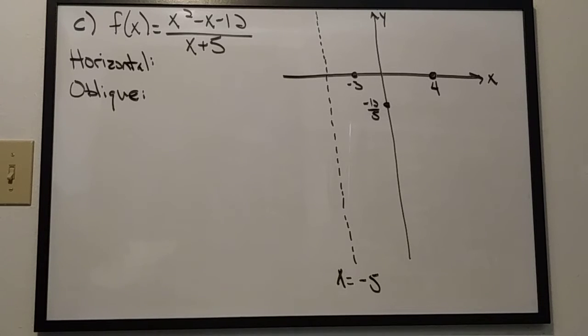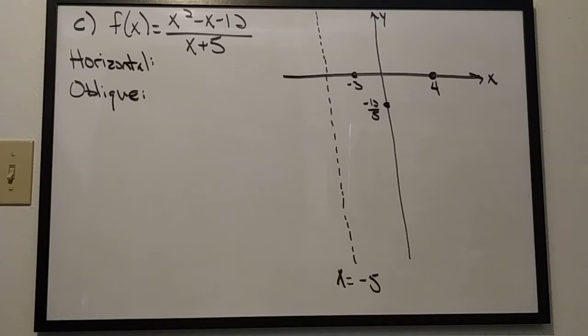Next off then, the y-intercept would be negative 12 over 5. The x-intercepts come from the zeros of the numerator, so we have 4 and negative 3. The vertical asymptote comes from the zero of the denominator, so we have a vertical asymptote of x equals negative 5. So the interesting thing about this particular problem then comes down to talking about the horizontal and oblique asymptotes.